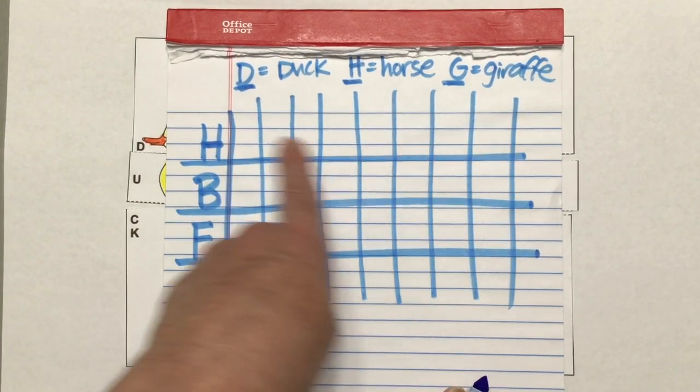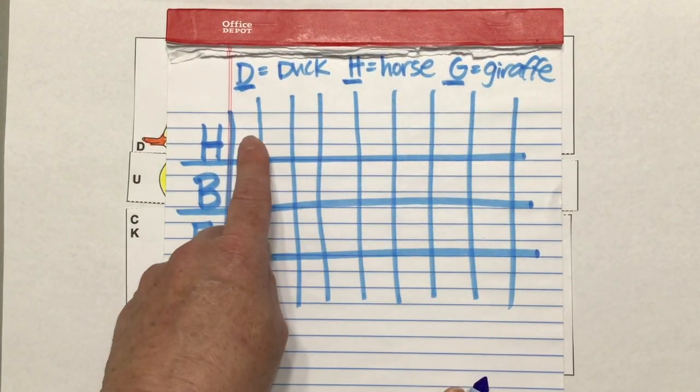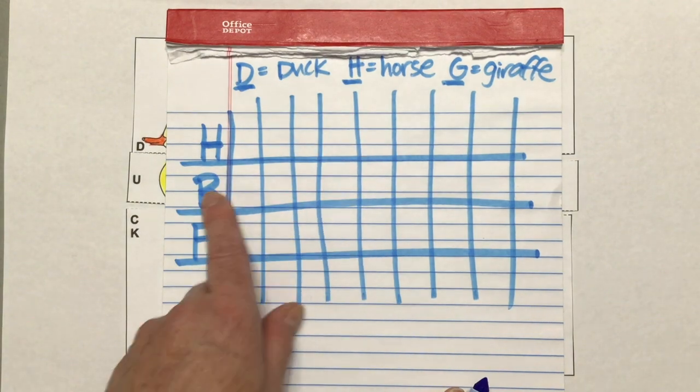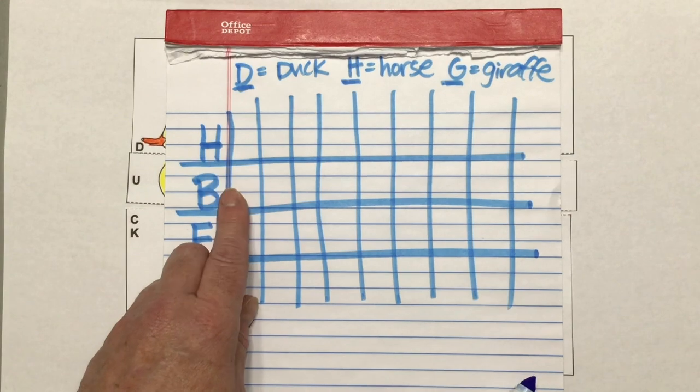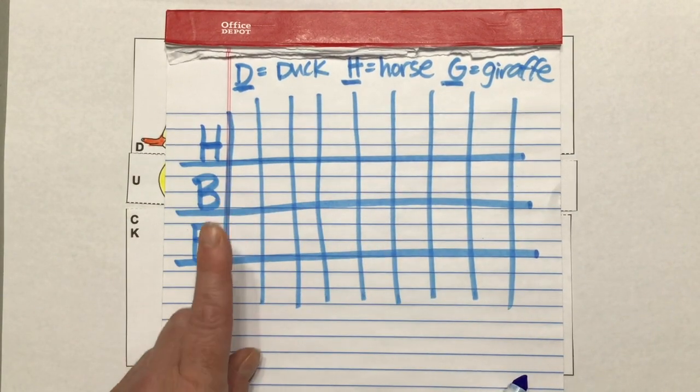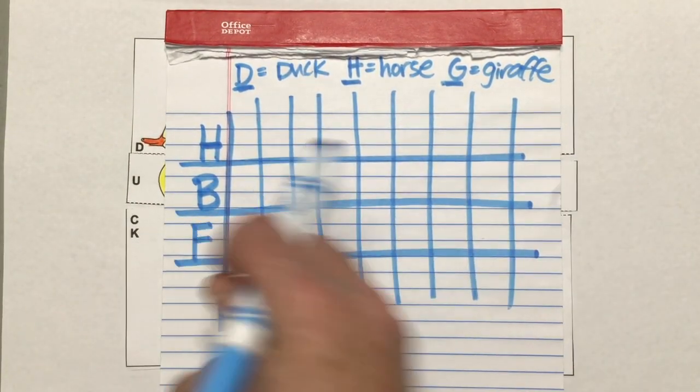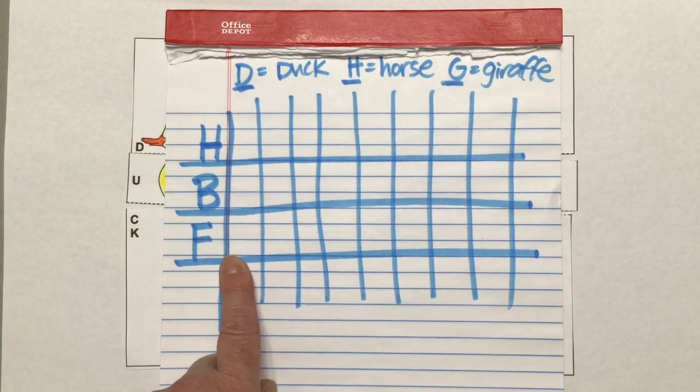Remember, our heads always need to be at the top, no matter what head it is, if it's a duck head or a horse head or a giraffe head. Bodies need to be in the middle. You can mix them all up, but you need the body parts in the middle. And the feet, you're going to mix up all the feet, but the feet need to go down here.